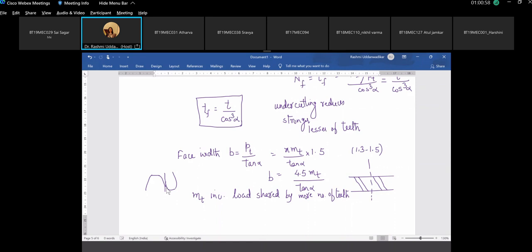So it is known as higher pair. Point or line contact is known as higher pair, right? Okay. So this is promoting load sharing. This is indicating a better overlap.